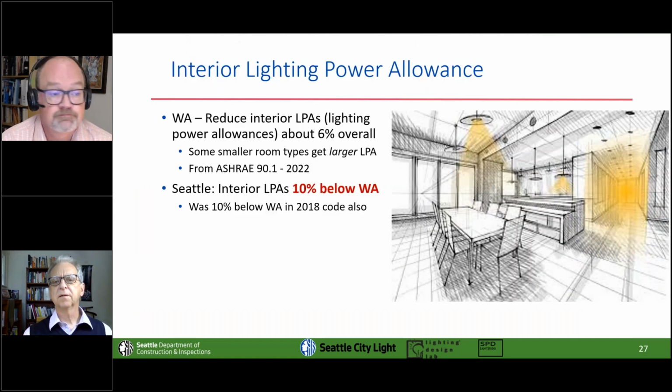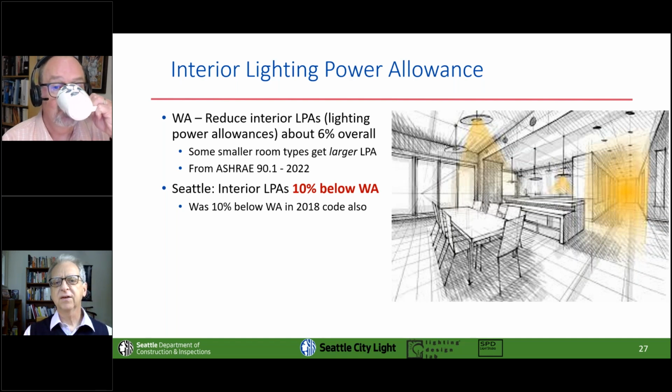Okay, next. Back to you, Duane. So the Washington State Code has taken on the latest ASHRAE lighting power allowance ideas. It's interesting because as they get more sophisticated, oftentimes the small rooms, which have always been hard to light to those standards, are allowed a little bit more leeway, understandably, but it's going to be about a 6% drop overall.